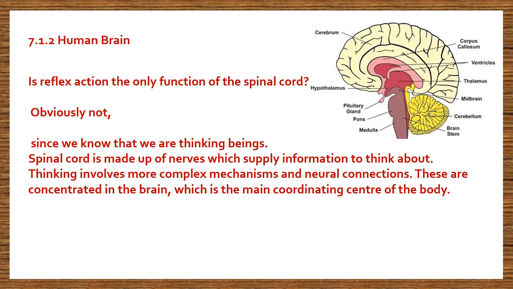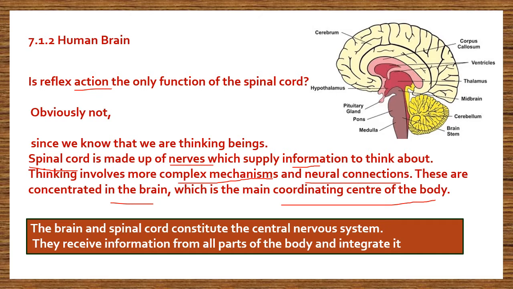So, is it only reflex action that is controlled by the spinal cord? Obviously not. There are other actions also controlled by the spinal cord. Let me tell you what the spinal cord is. The spinal cord is made up of nerves that supply information for thinking. Thinking involves a more complex mechanism and neural connections. These are concentrated in the brain, which is the main coordinating center of the body. The brain and the spinal cord constitute the central nervous system.